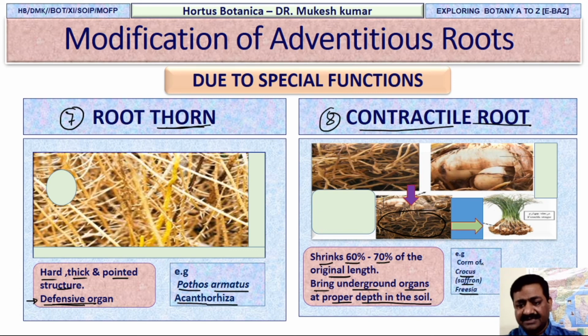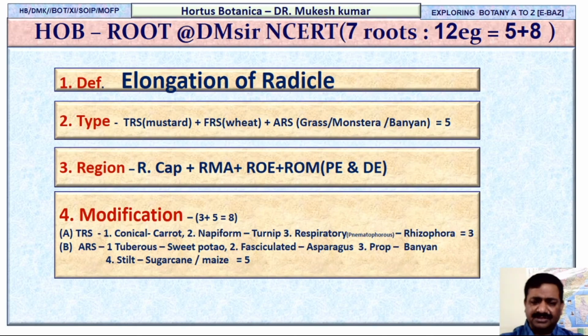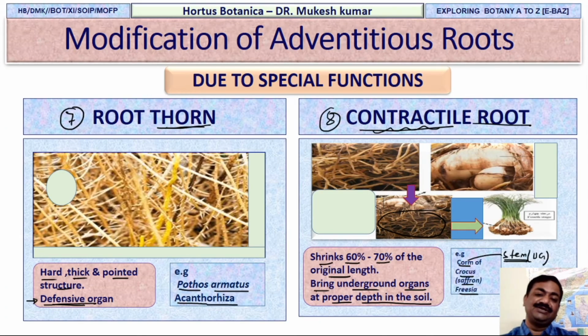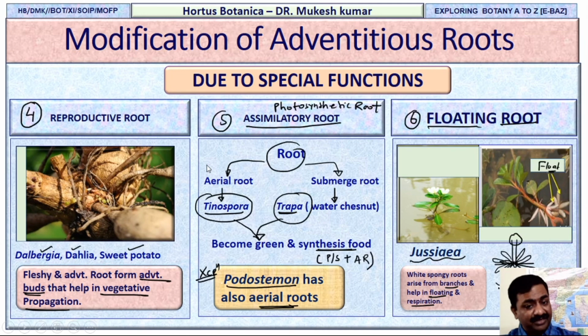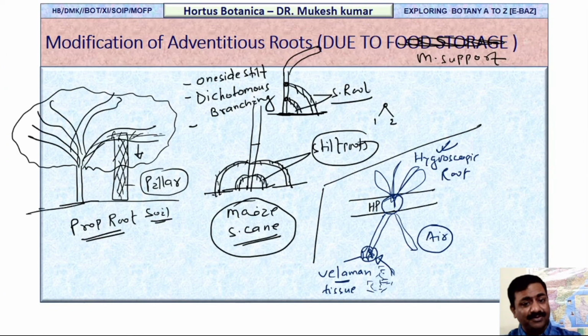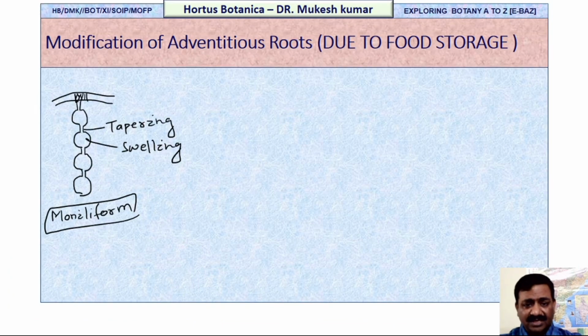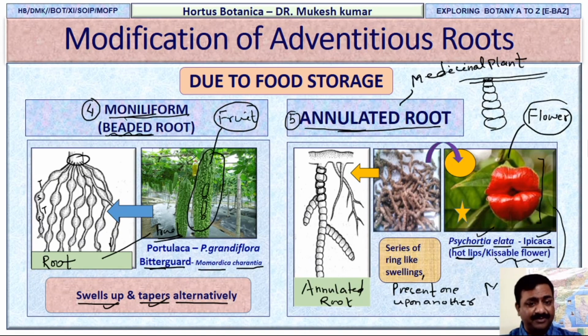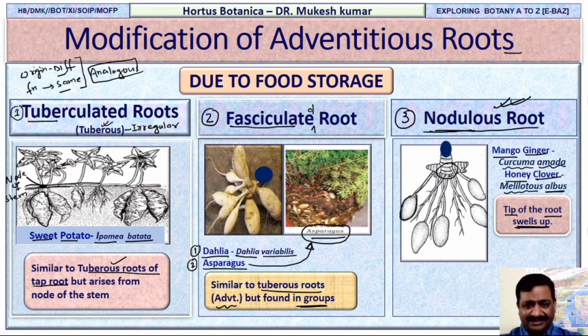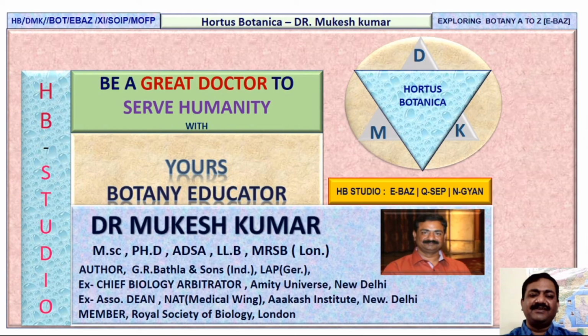Now, these also have a stem, corm. This corm is the stem, and these are also underground stems. So from that very corm they have nodes, and from the nodes such contractile roots will arise. Isn't it? Now, so this is all about the modification of adventitious roots due to food storage, mechanical support and special function. Okay, so this is all about modification of adventitious root.